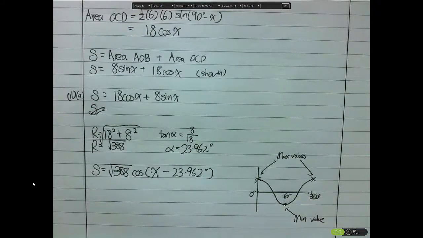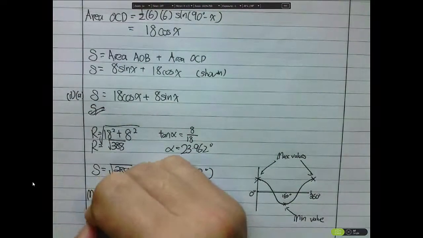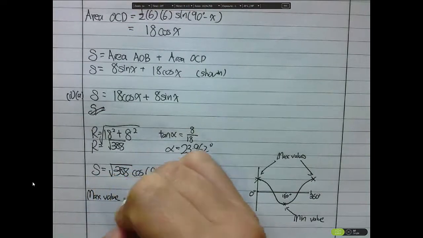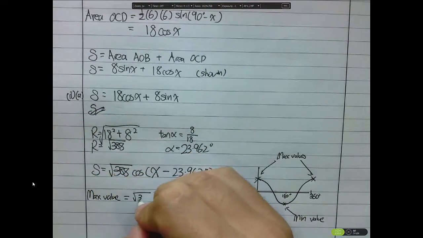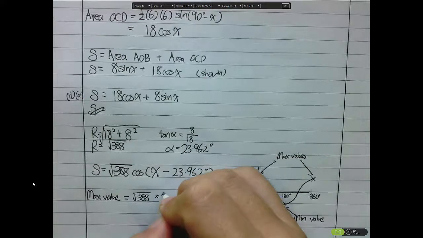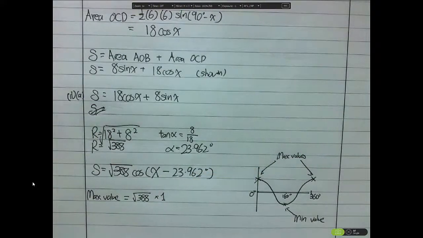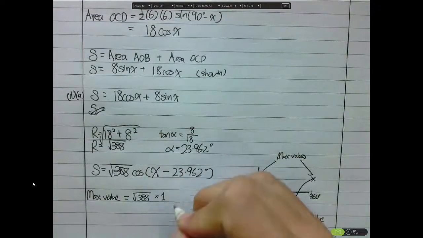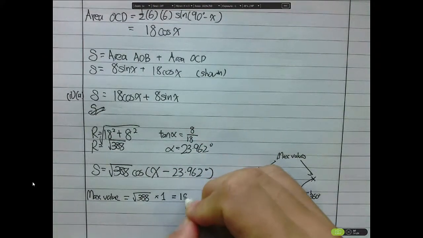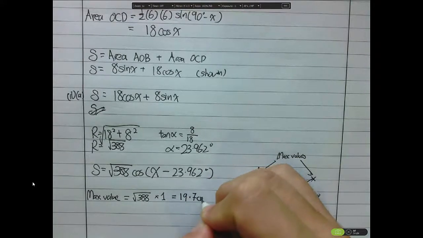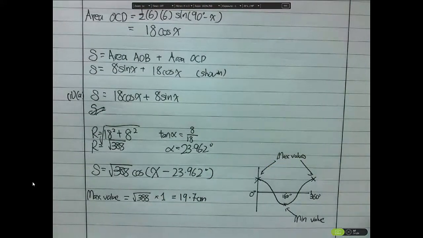So now I want to find the maximum value for this function. The maximum value for cosine is 1. So the max value is equal to square root 388 multiplied by 1. We evaluate the square root of 388. This is the final answer. We get 19.7 cm. Now here's the tricky part.